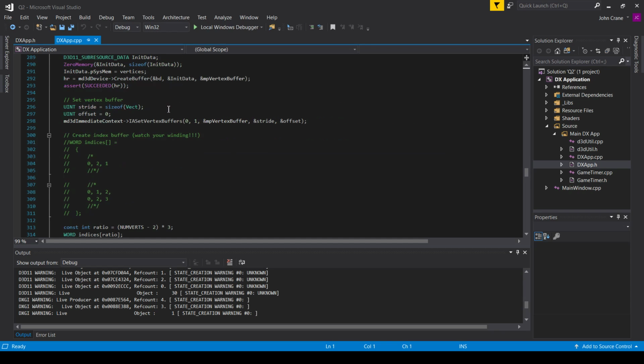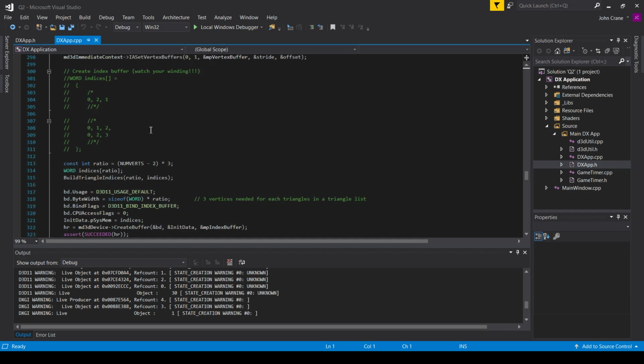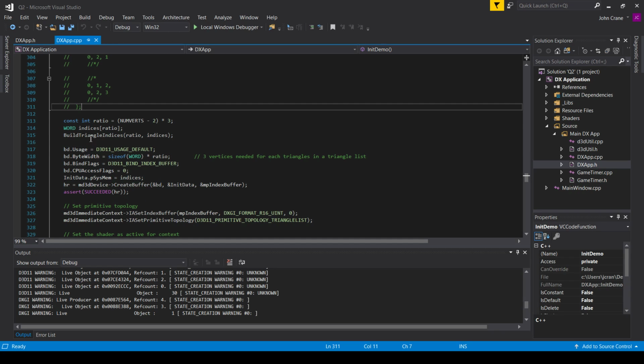And for the indice buffer, I create a constant ratio, which is the number of vertices minus 2 times 3. This eventually leads to 30, which is the exact amount of vertices. Number minus 2 is 10. There's 10 triangles times 3 is 30, so 3 vertices for each triangle. Then I create a word array called indices that takes in ratio as its size. And then I have another function called build triangle indices, which takes in the size and the indice array.